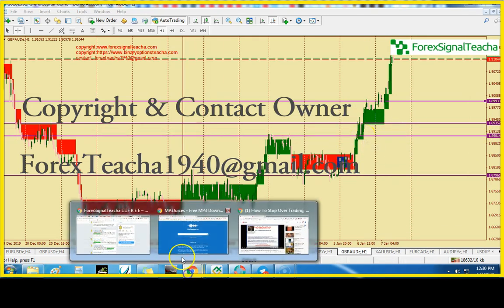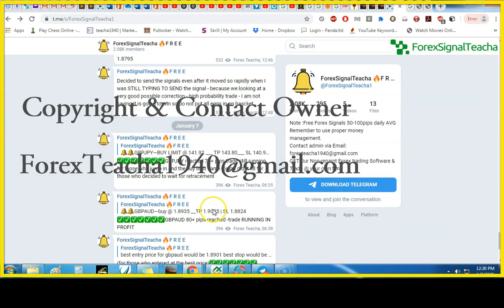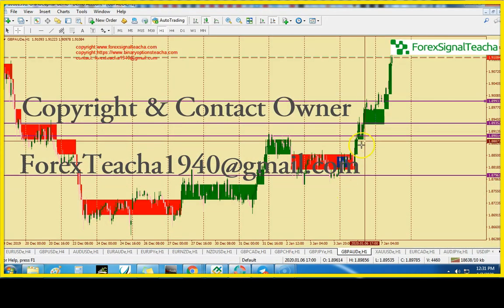If you go to the chart here, you're going to see that I said, guys, the best entry price for this one was right here. The best price for pound Australian dollar would be 1.8901, which is exactly where it touched and then it turned. You can see that it came back and touched here.